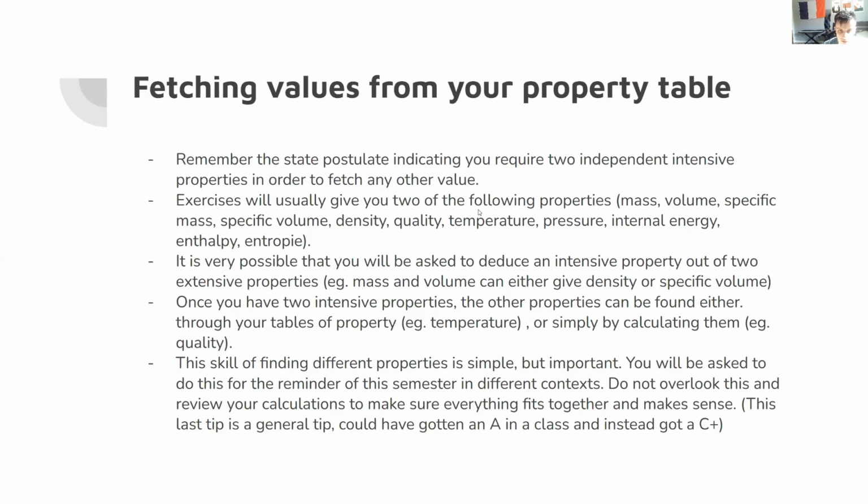So exercises will usually give you 2 of the following properties: mass, volume, specific mass, etc. It is possible that you'll be asked to deduce an intensive property out of 2 extensive properties. The most classic example is when they give you mass and volume, and you can find either density or specific volume with that. And once you have 2 intensive properties, you can find everything with the property table, or using quality, or well, I guess the 2 equations you could have to use when using property tables are quality and linear interpolation.